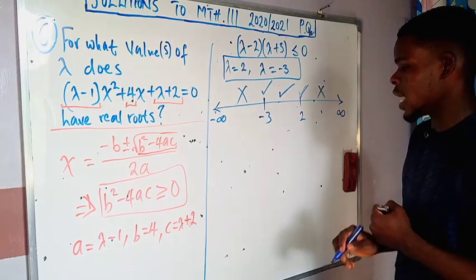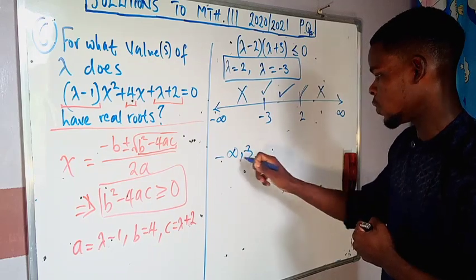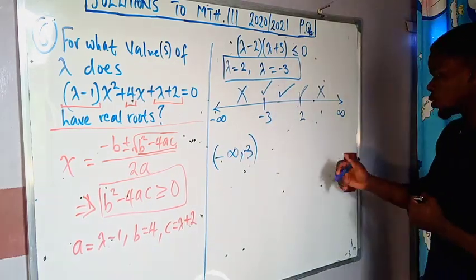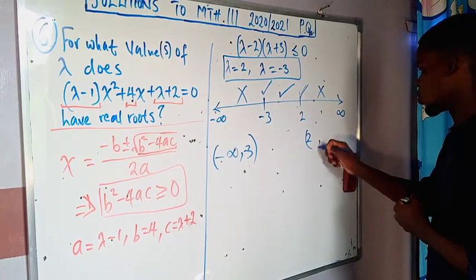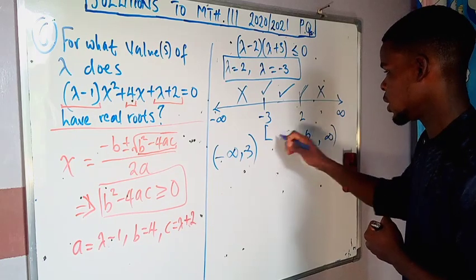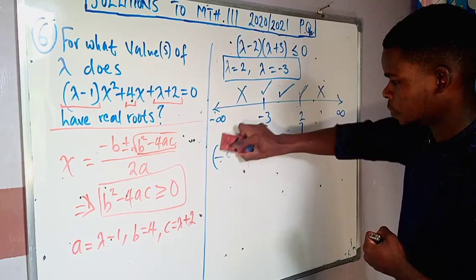So in fact, from negative infinity to negative 3 does not satisfy. That is the interval here. From 2 to 3, with 2 excluded, does not satisfy. That is the interval here. The only interval that satisfies is the closed interval from negative 3 to 2. So in fact, we are going to erase these ones.